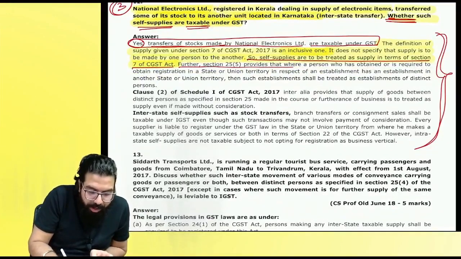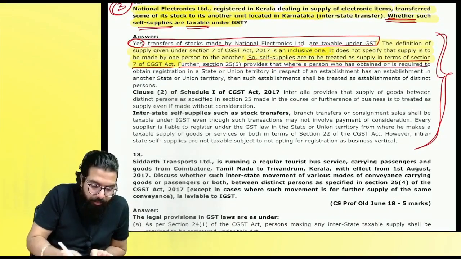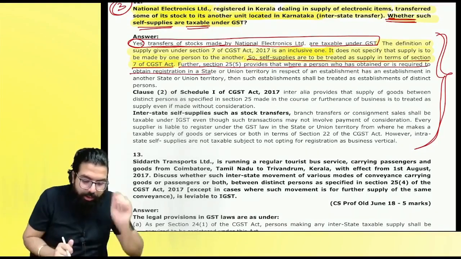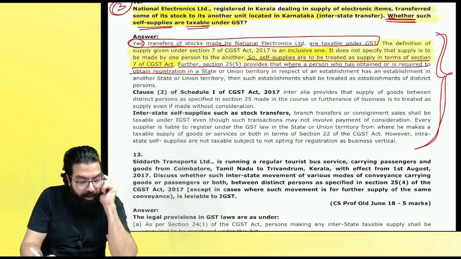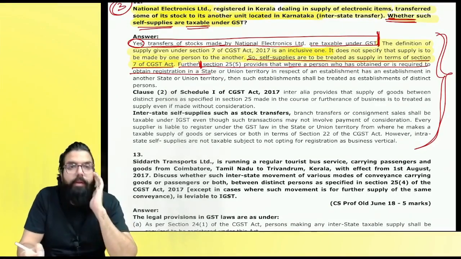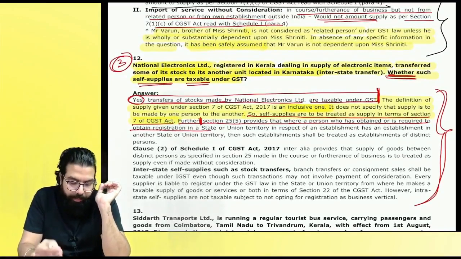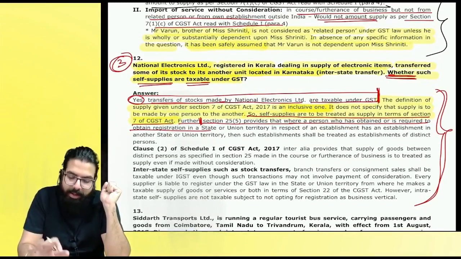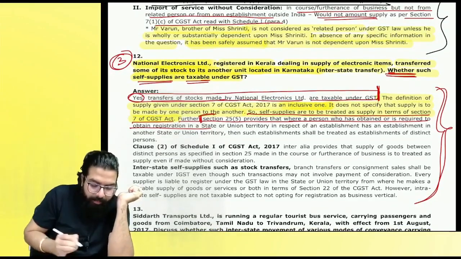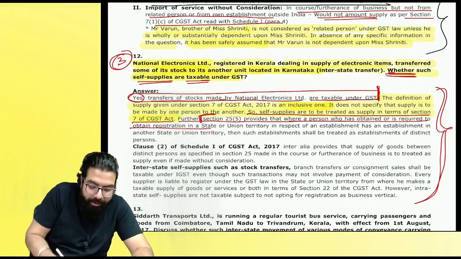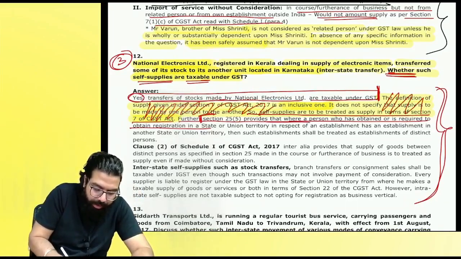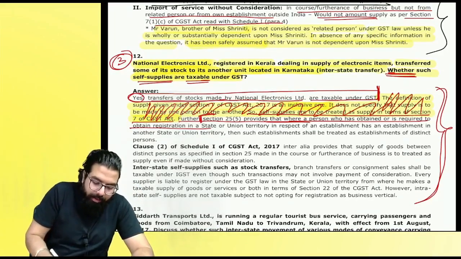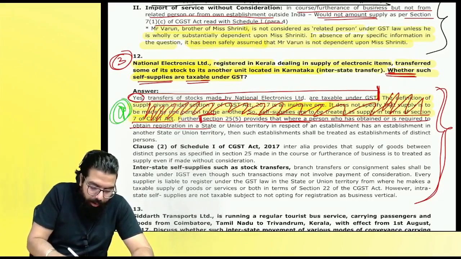Further, section number 25(5) provides that where a person who has obtained or required to obtain, I'll tell you one thing, what you can start is, you can start from here. You can say over here that yes, transfer of stock made by National Electronics Limited are taxable under GST. Then you can say section number 25(5) provides that. You don't have to write this whole theory over here. It's a good idea to write it, but not required. Section number 25(5), I'll delete this word from next time.